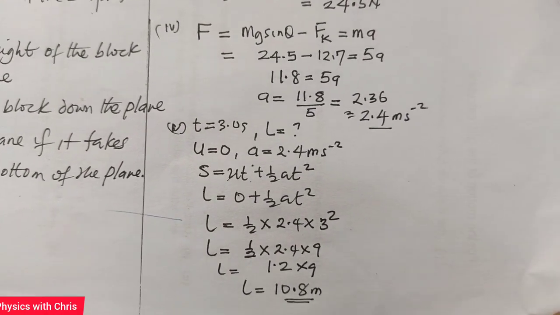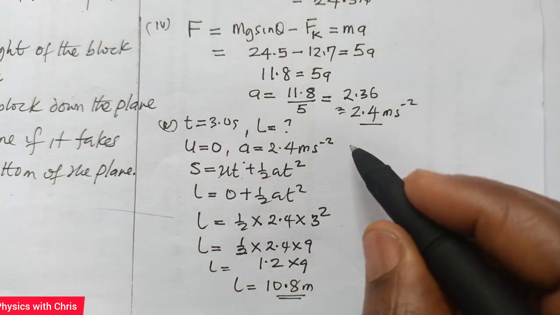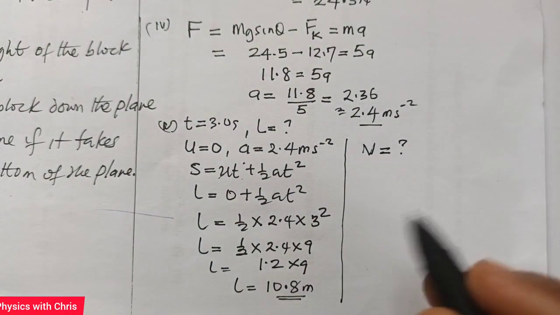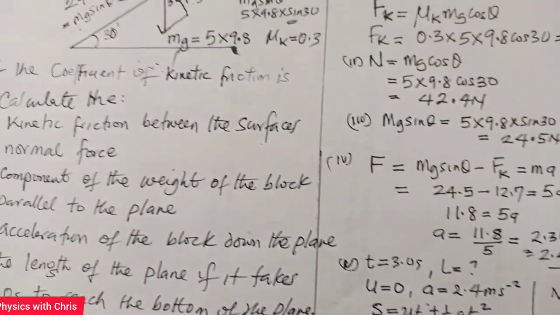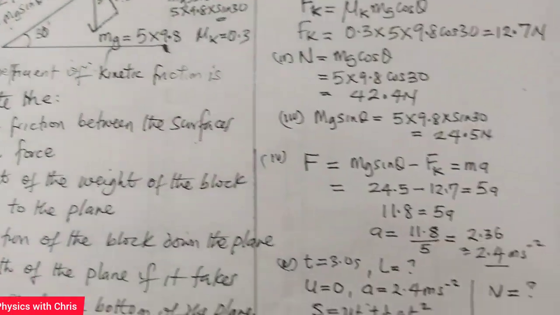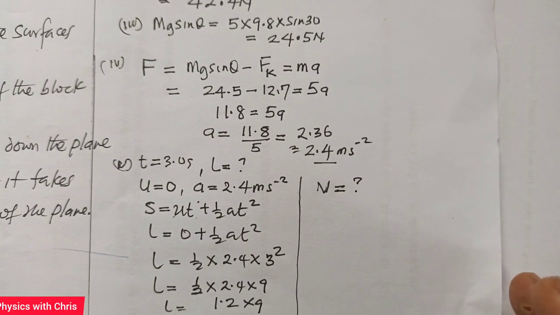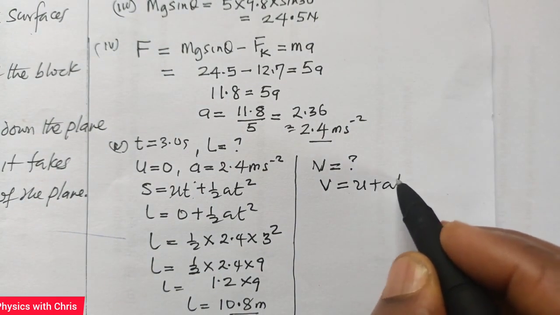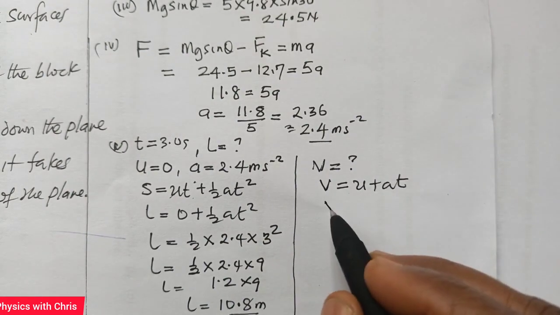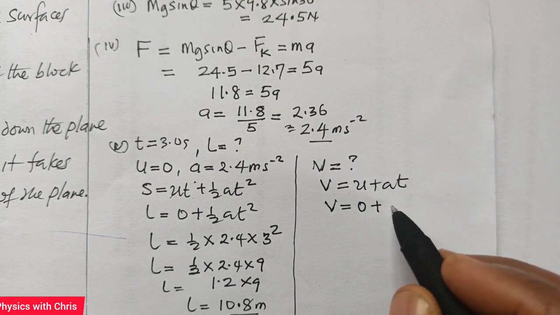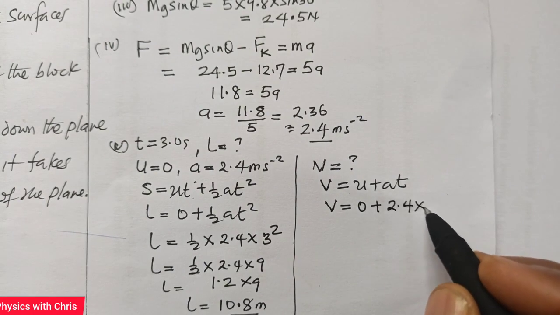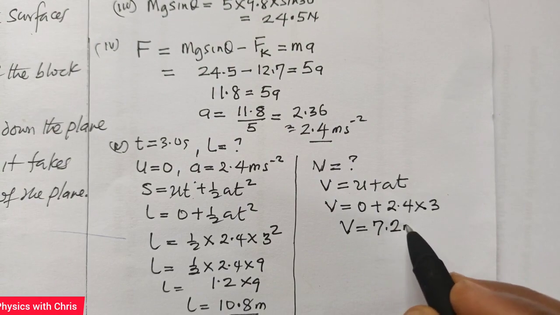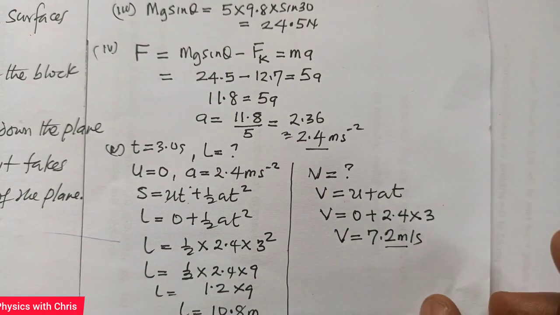And sometimes you can say, okay, what is the speed of this block just before it leaves the plane? Suppose you have to find the speed of the block just before it exits this plane, the foot of the plane. Okay, you can use one of the equations of motion. I think the first one will suffice here, that is v equals u plus at. So that gives me v equals, this is 0 already, plus 2.4 times 3 seconds. So the velocity will be 7.2 meters per second. Okay, that gives the speed.